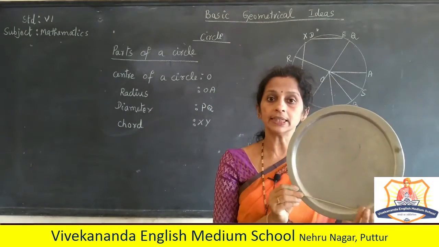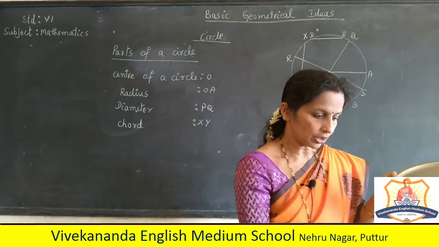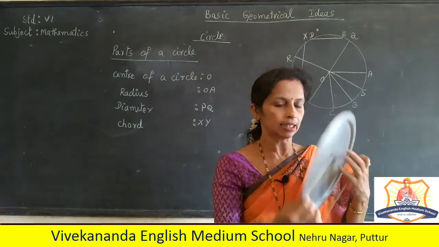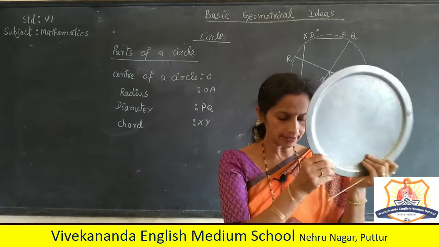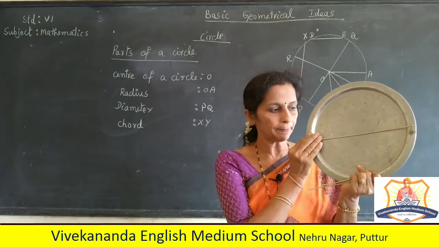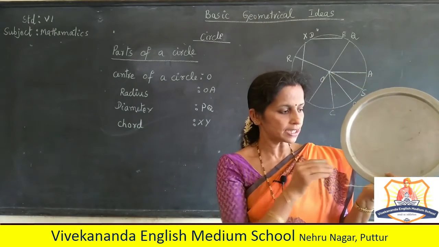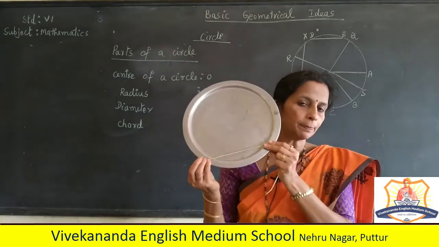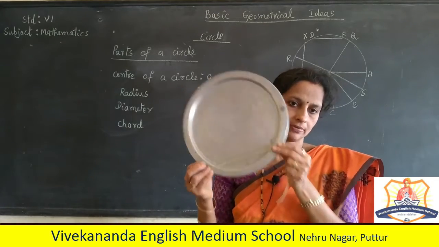So you can see three sticks here. One stick which joins the center to the circle is the radius, and another stick which joins two points on the circle and passes through the center is the diameter, and another stick which joins two points on the circle but does not pass through the center has a name. What is the name? It is the chord.